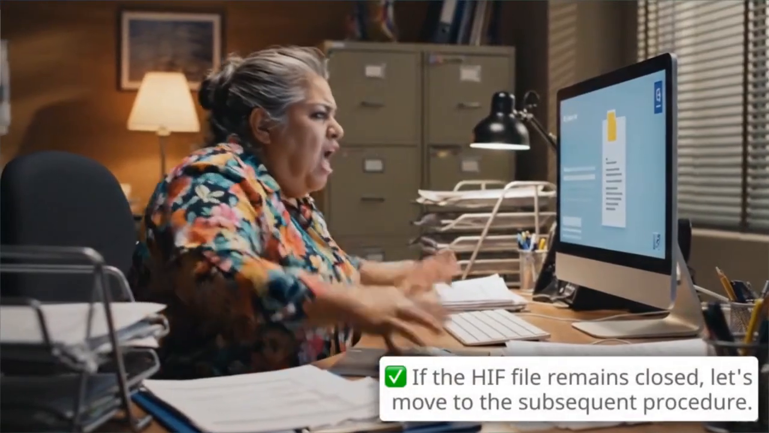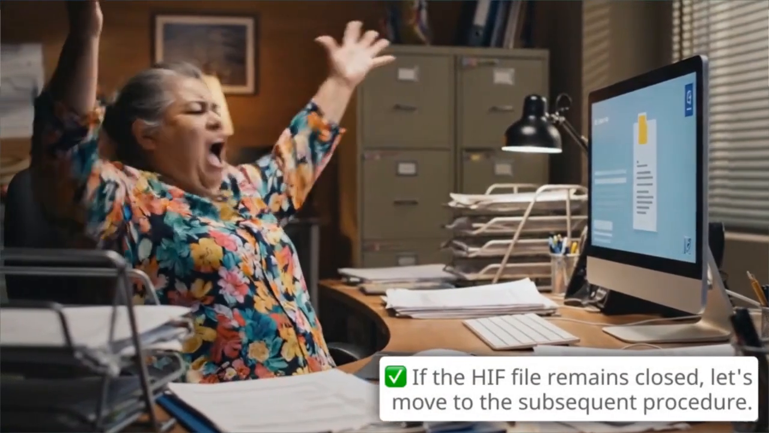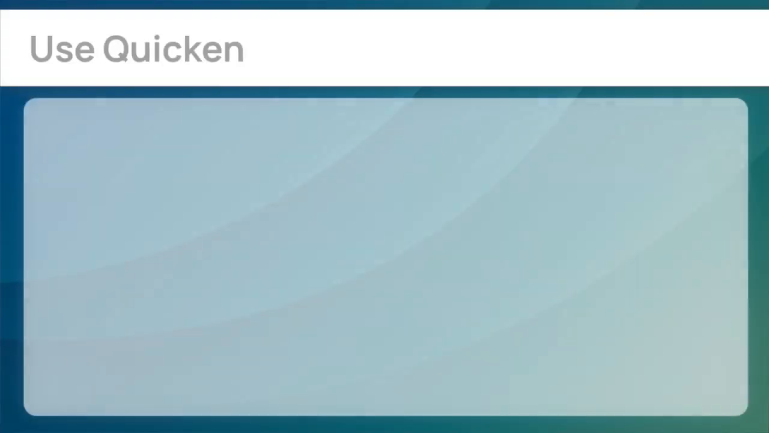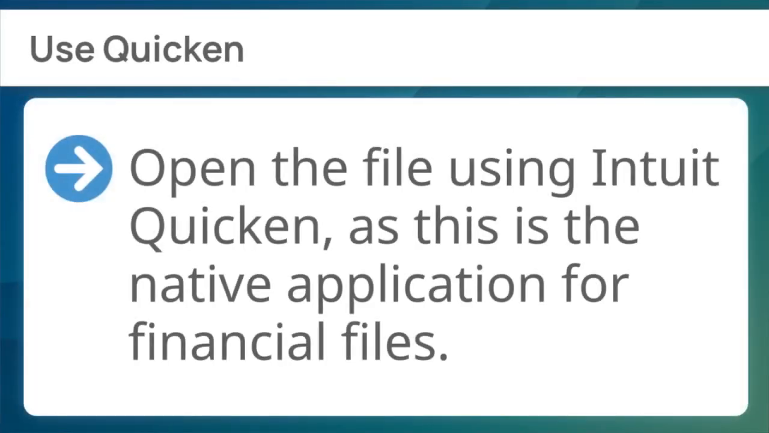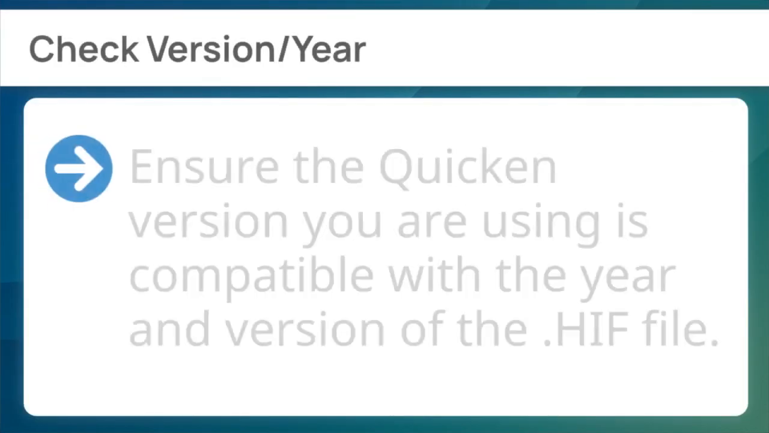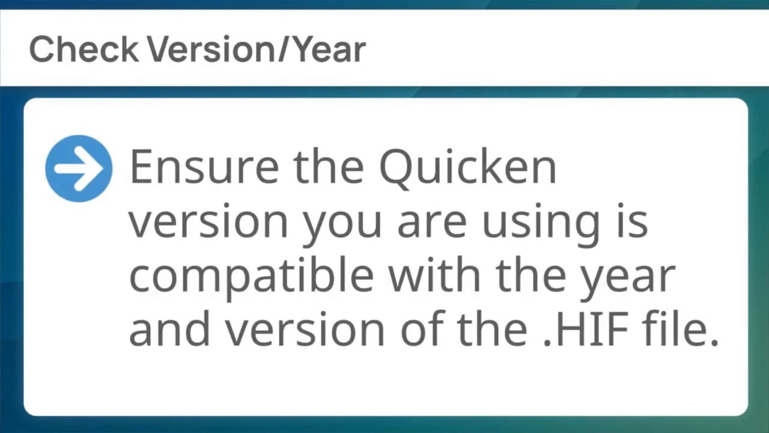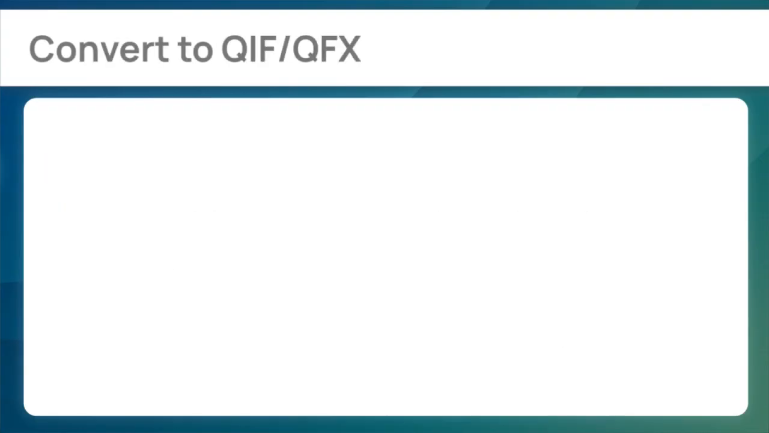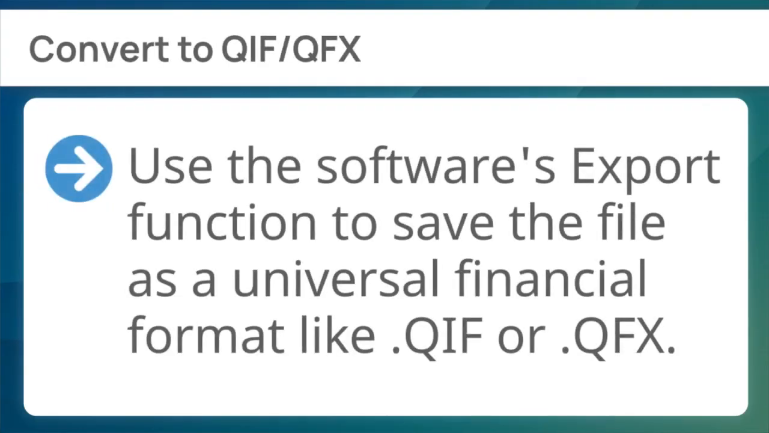Here's a breakdown of the typical technical issues causing your HIF problem. First, use Quicken. Open the file using Intuit Quicken, as this is the native application for financial files. Next, check version launch year. Ensure the Quicken version you are using is compatible with the year and version of the HIF file. Finally, convert to QFX. Use the software's export function to save the file as a universal financial format like .qif or .qfx.